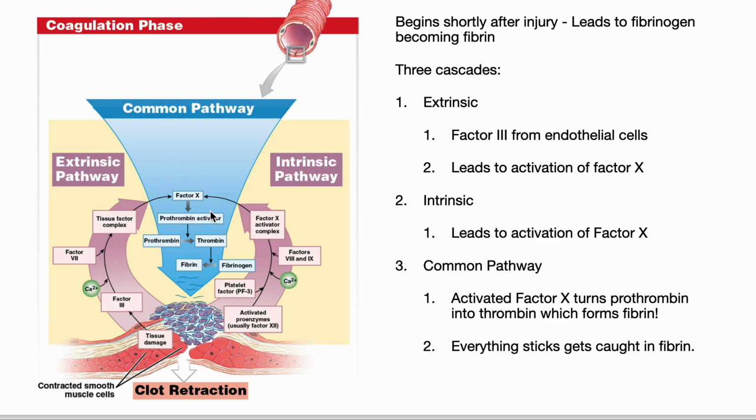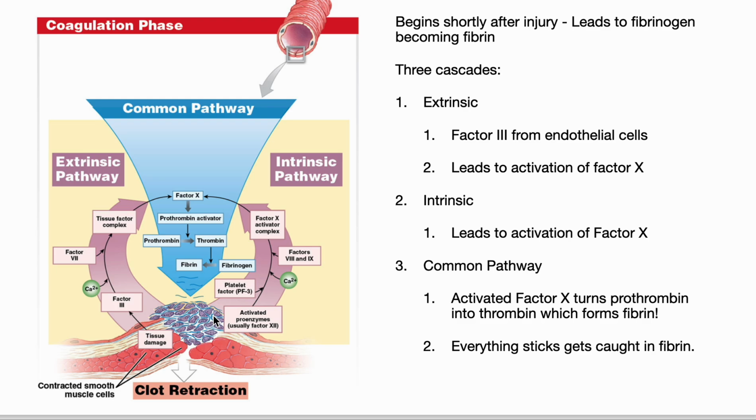This is where factor X has been activated. Factor X becomes prothrombin. Prothrombin turns into thrombin, and thrombin is what converts fibrinogen that's normally in the blood. That's one of the proteins way back early on in this lecture in the plasma that will then be converted into fibrin. And everything sticks to fibrin. So if we get lots of these little fibers, it creates almost like a little mesh network, and all of this stuff can stick to it and form a clot to close up this tear in the vessel.